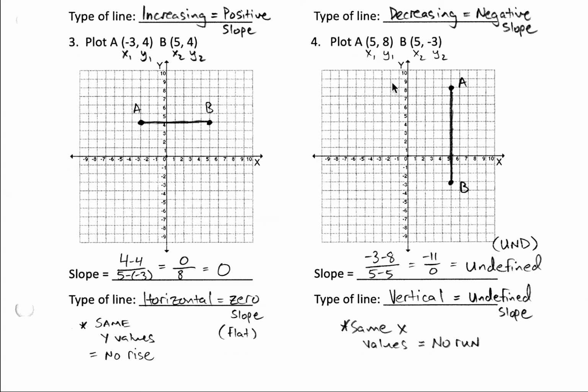So again, anytime you're looking at 2 coordinates and trying to find the slope between them, if you notice that the x values are the same, that means there's no horizontal change. That's going to be a vertical line with an undefined slope.